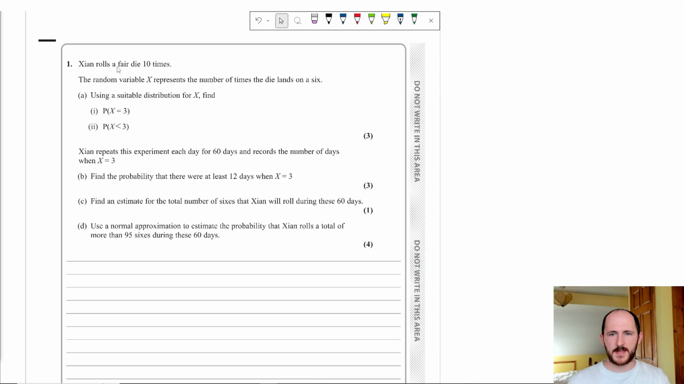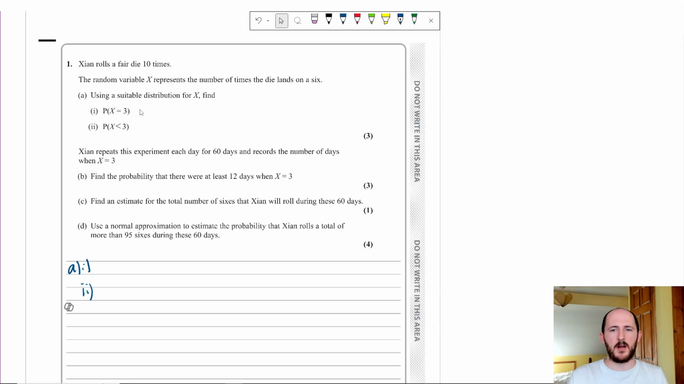Okay, Shan rolls a fair dice 10 times. The random variable X represents the number of times it will land on a 6. Using a suitable distribution for X, find the probability it's 3 or it's less than 3, for part A, I, and also for II.